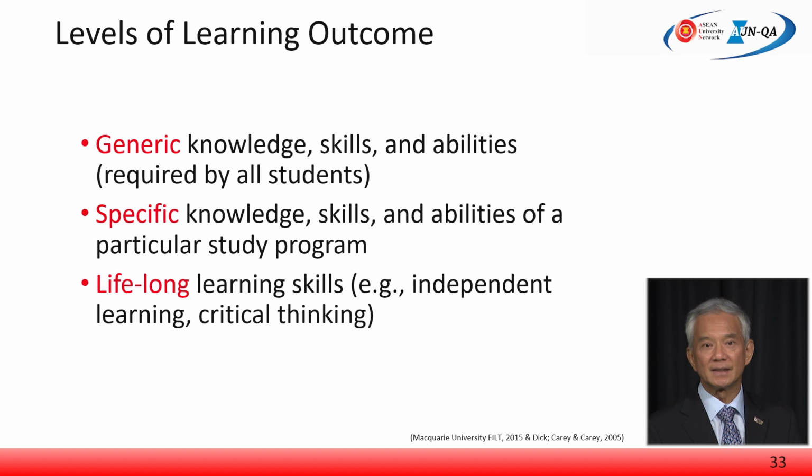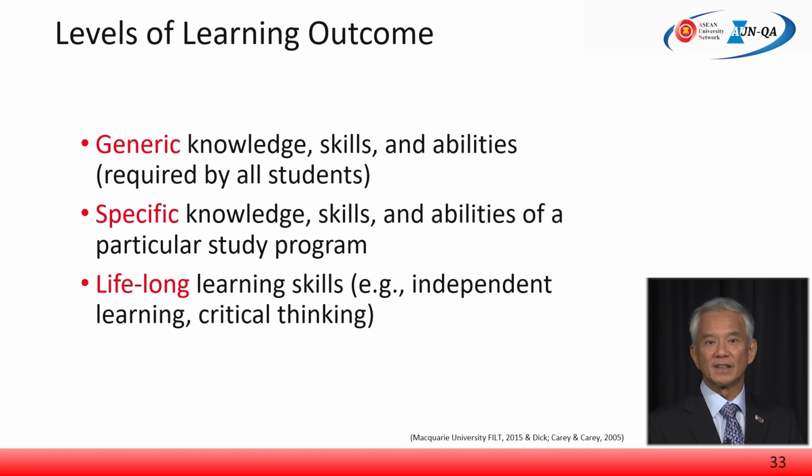Learning outcomes can be classified according to several levels or categories. One categorization widely used is shown here as generic learning outcomes, specific learning outcomes, and lifelong learning outcomes. Generic knowledge, skills, and abilities are learning outcomes that all students must possess by the time they graduate. For example, all students are required to master digital competency. It is also often the case that students are required to master 2 languages. At any given university, all students also need to possess knowledge of civic-mindedness, how to be an upright citizen, to be caring and compassionate, and also to serve one's country.